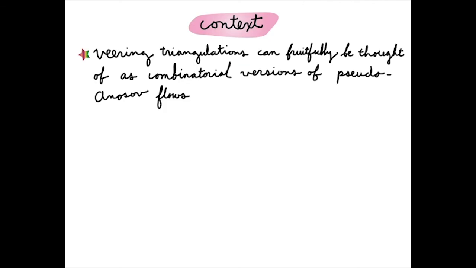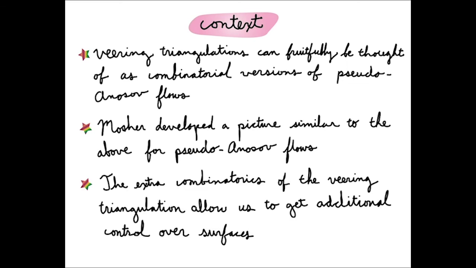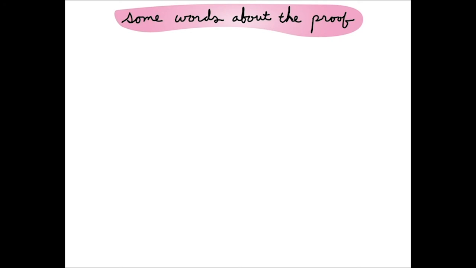So here's some context. A veering triangulation can be viewed as a combinatorialization of a pseudo-Anosov flow, or a combinatorial version of a pseudo-Anosov flow. This is a picture that's being developed by Agol and Guéritaud, as well as Saul Schleimer and Henry Segerman. And there's a parallel picture to the result I mentioned a few slides ago for pseudo-Anosov flows. So there's a condition on pseudo-Anosov flows saying when they specify a face of the Thurston norm ball, but the veering combinatorics allow us to actually get additional control over the isotopy classes of surfaces lying over that cone. Here are some words about the proof.